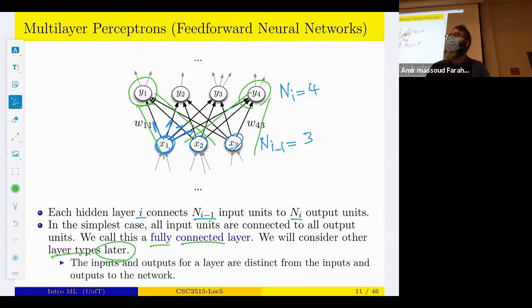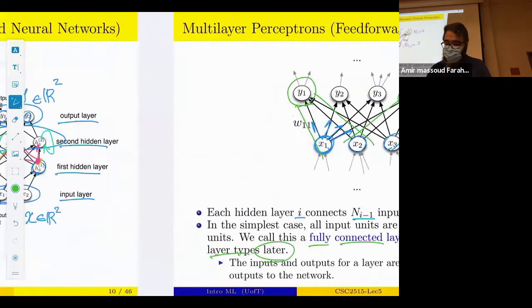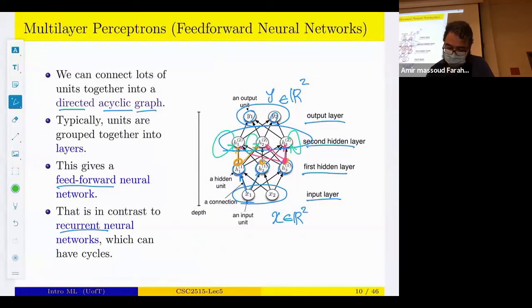One thing to make sure not to confuse is that the input and output of each layer is different from the input and output of the whole neural network. So when I talk about the input of a layer, for example the input of this layer, the input of this layer is the same as the input of the network, but the output of it is not the output of the network.